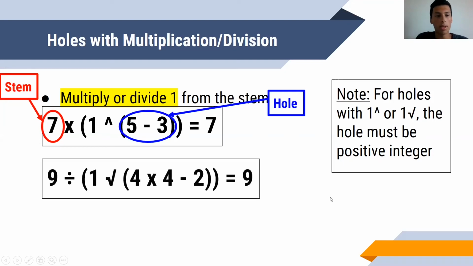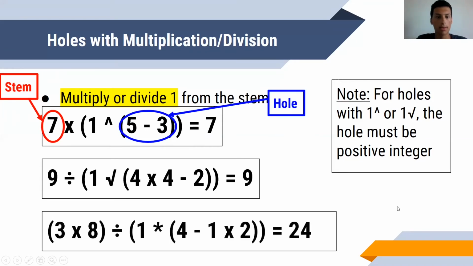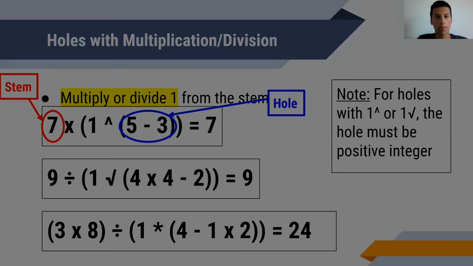Here's another example. 9 divided by, in parentheses, 1 root, in parentheses, 4 times 4 minus 2. 1 root anything, as long as it's a positive integer, is 1, and 9 divided by 1 is 9. One final example here is 3 times 8, in parentheses, divided by, in parentheses, 1 to the power of, parentheses, 4 minus 1 times 2. 4 minus 1 times 2 will always be a positive integer no matter which way you look at it, and 1 to the power of that is 1. 3 times 8 divided by 1 is 24.